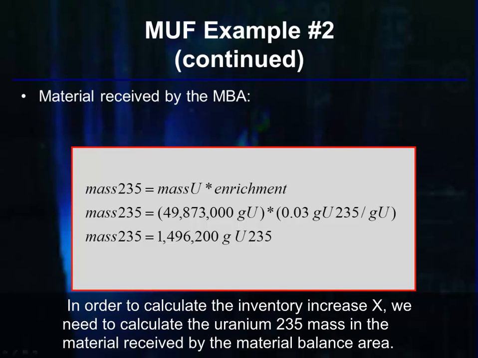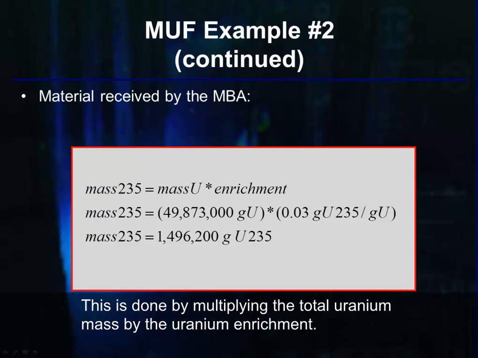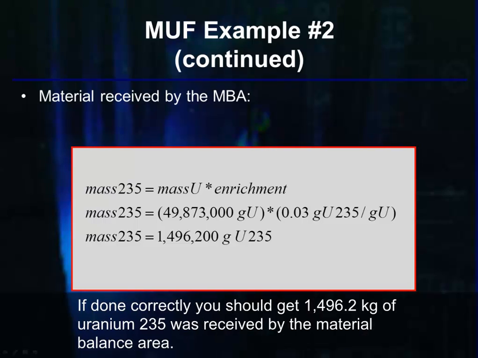In order to calculate the inventory increase, X, we need to calculate the uranium-235 mass in the material received by the material balance area. This is done by multiplying the total uranium mass by the uranium enrichment. If done correctly, you should get 1,496.2 kilograms of uranium-235 was received by the material balance area.